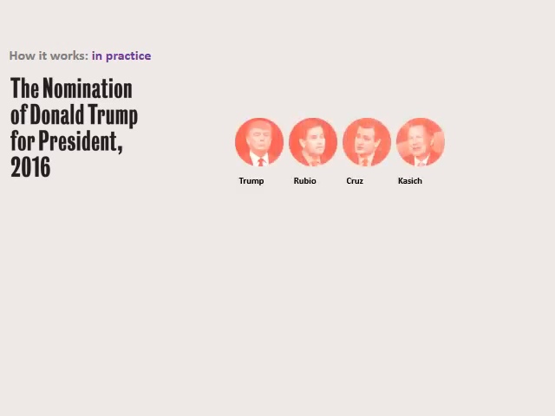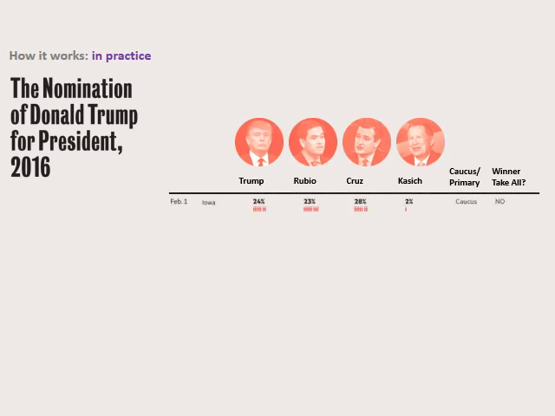In practice, let's look at the nomination of Donald Trump for president in 2016. You had 4 candidates: Trump, Rubio, Cruz, and Kasich. In February, the Iowa caucus had Cruz leading Trump 28% to 24%.